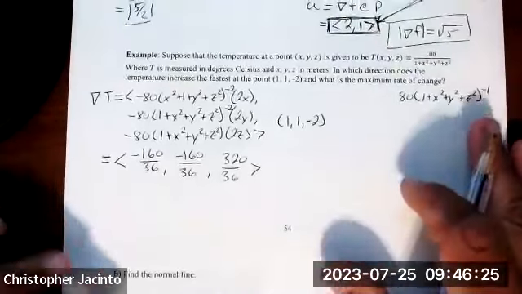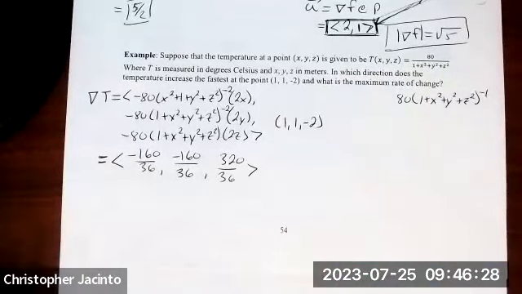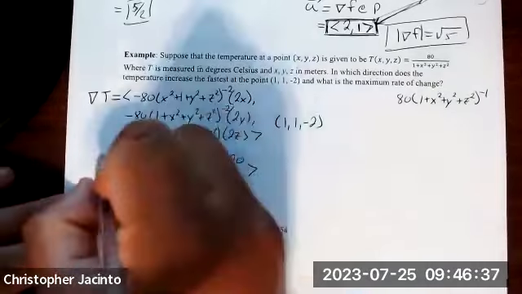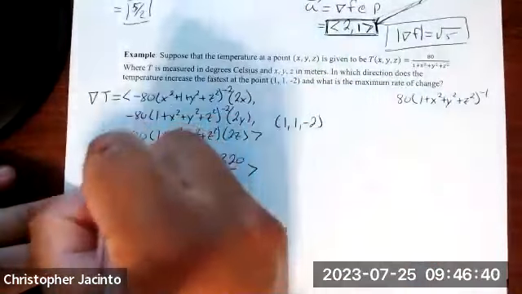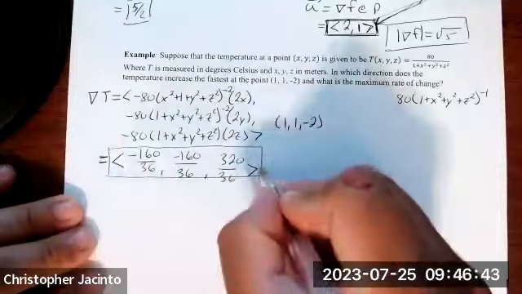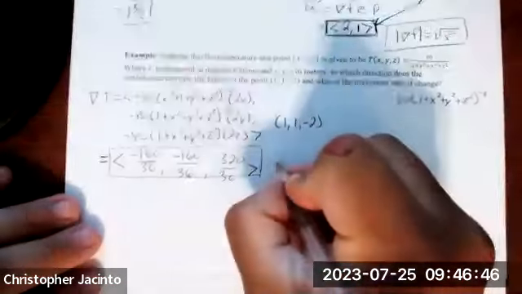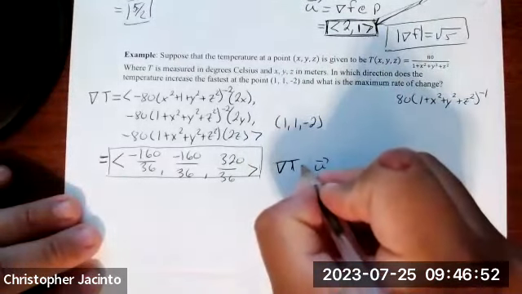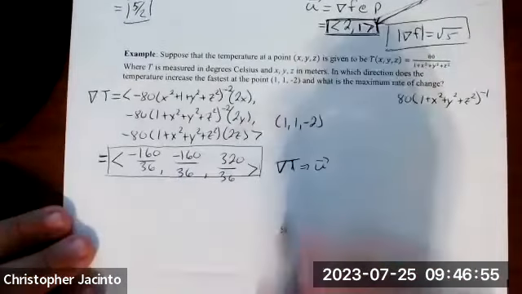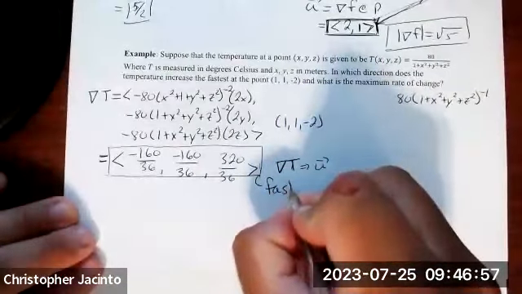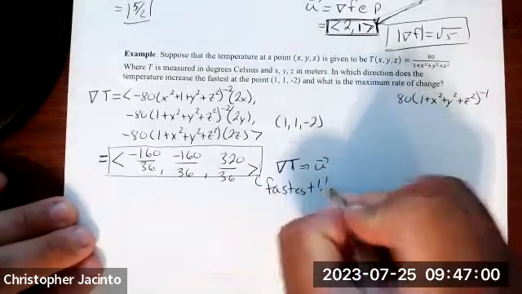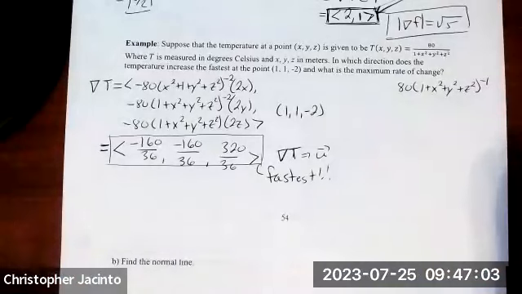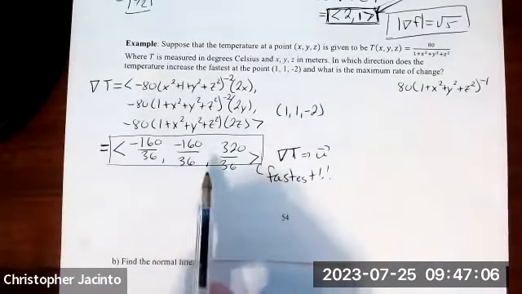Okay, so let's go back to the question. Which direction does the temperature increase the fastest at the point (1, 1, -2), and what is the maximum rate of change? Okay, so remember, it's the fastest in this direction, right? Because it's the fastest when the gradient of T is in the same direction as the unit vector. So this is our fastest right here. So this is our direction at this point.